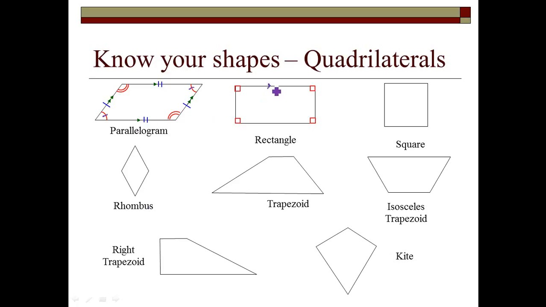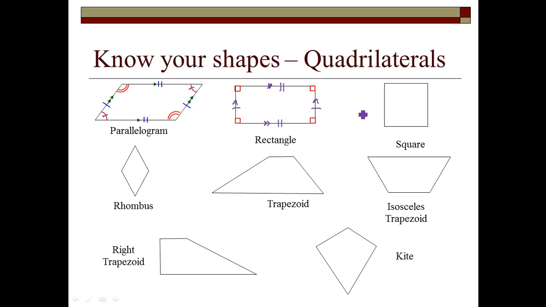So these sides right here, when we would do parallels, we do it with little arrows. Those two sides are parallel. These sides are parallel. Also, the opposite sides are still congruent. So this side is congruent to that side, and that side is congruent to that side.